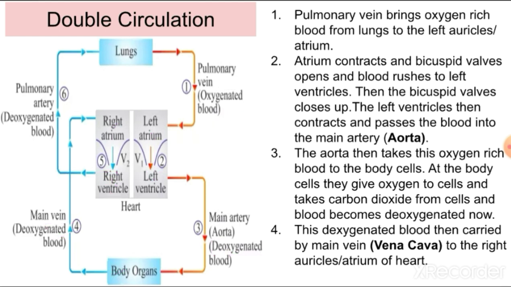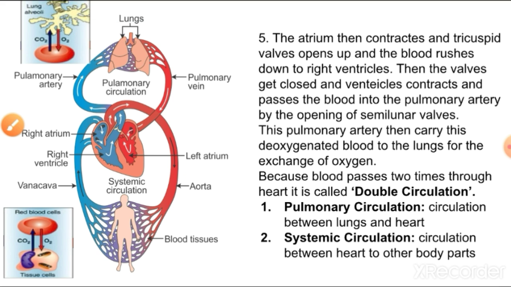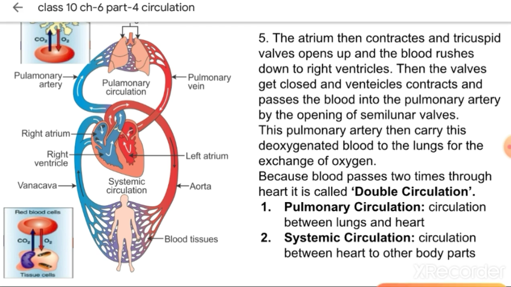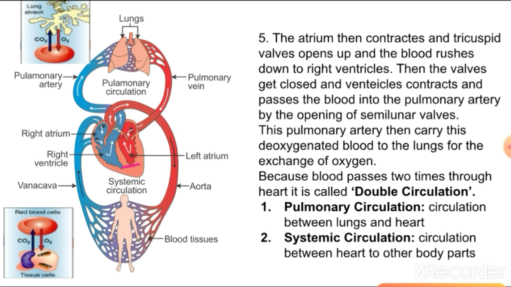So this is the whole mechanism by which the blood is circulated to the body organs and then again gets to the oxygen side, that is the lungs, to get oxygenated. Now, we have learned that the blood passes into the heart two times, once when it comes back from the lungs, then again when it comes back from the body organs. So blood is passing two times into the heart. That is why we have a double circulation. Our circulation is known to be a double circulation.